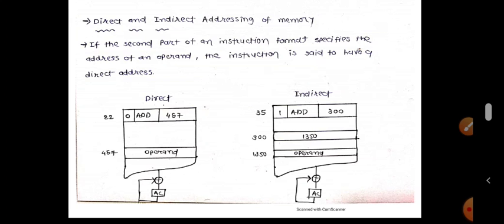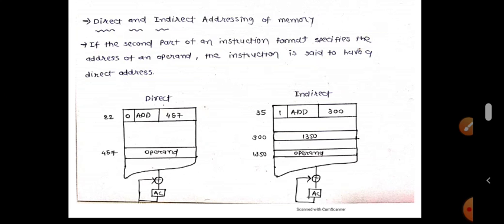Here is the address location 22, and 457 is our operand address. So directly we can say, through the 457 address we can fetch our operand directly. So we can say this is a direct addressing mode.